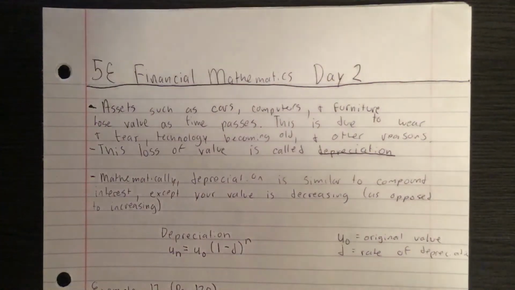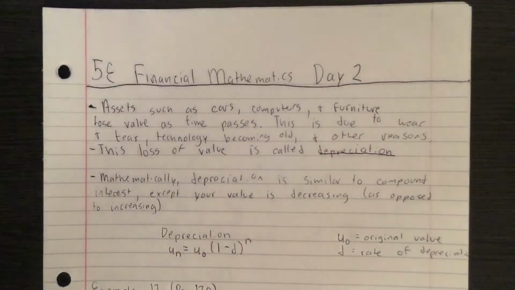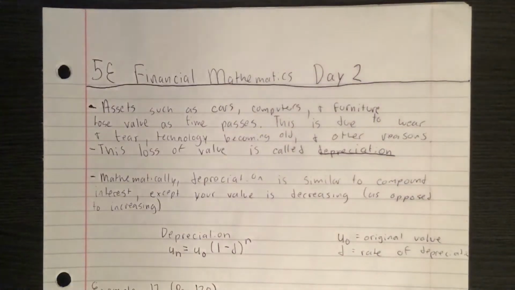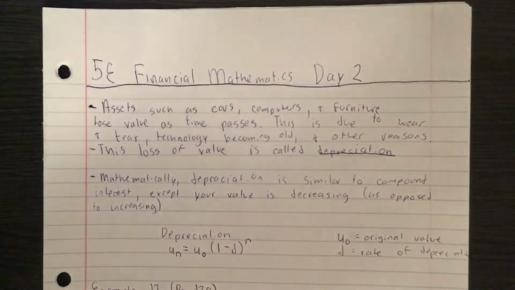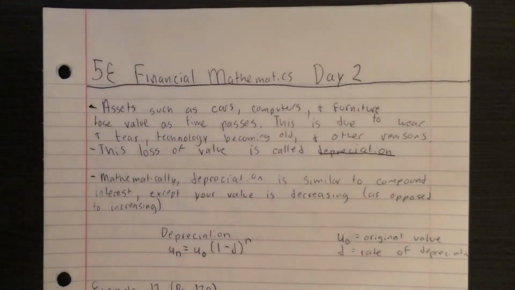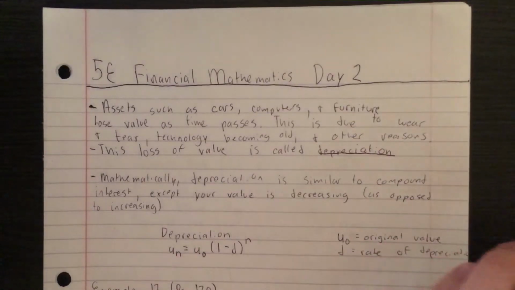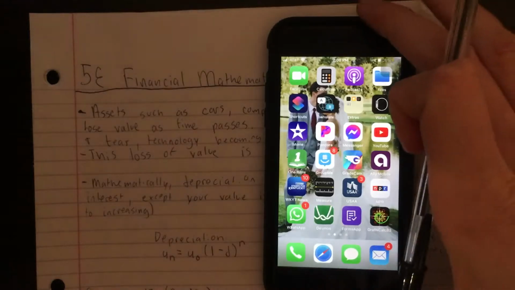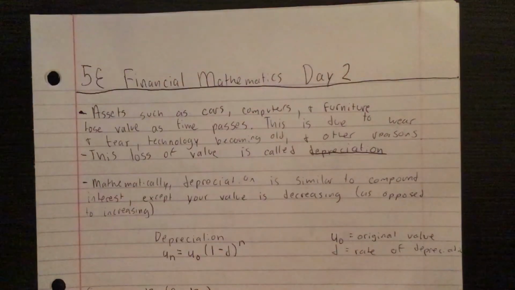Good morning, everybody. We're going to continue looking at some financial mathematics today. We're going to look at some depreciation and a couple of more complicated problems here using a calculator. So again, if you haven't, I would make sure you have some sort of graphing calculator. I use the TI Graphing Calc 83 right there.